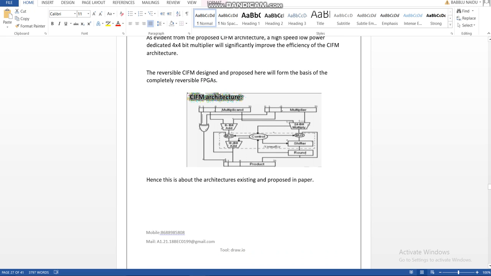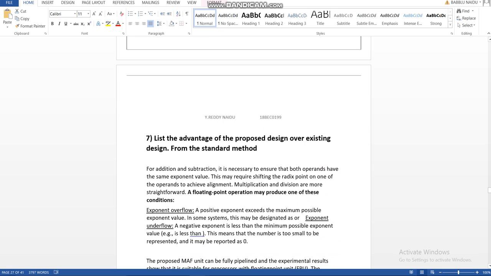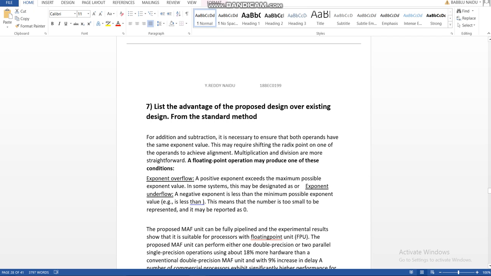CIFM architecture: controlled shift round MUX multiplier. The advantage of the proposed design over the existing design. For addition and subtraction, we need to ensure both operands have the same exponent value. This may require shifting the radix point of one of the operands. Multiplication and division of floating point operations may produce one of these conditions.